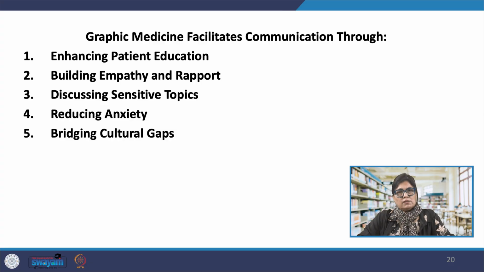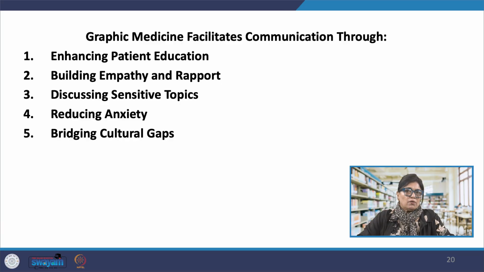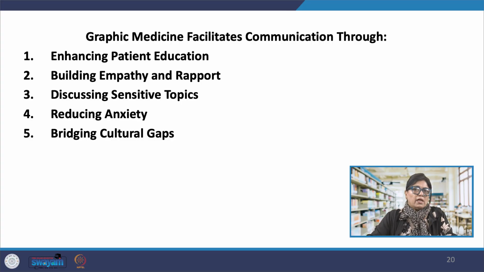Discussing sensitive topics. The medium provides a safe space and uses visual metaphors to address stigmatized or difficult subjects like HIV, AIDS, mental health, and end of life care. Reducing anxiety. Graphic novels used before procedures such as biopsies help patients visualize what to expect, significantly reducing pre-procedure stress. Bridging cultural gaps. Tools like graphic facilitation can break down power imbalances in research or clinical settings, especially when working with indigenous or marginalized communities where written text may not be the preferred communication style.